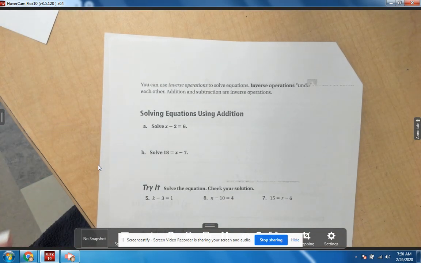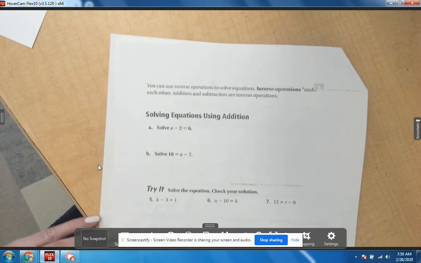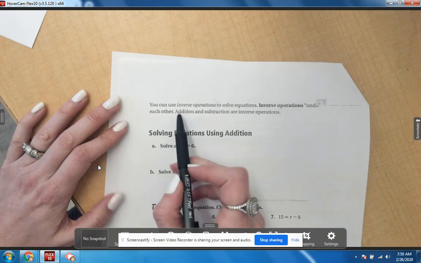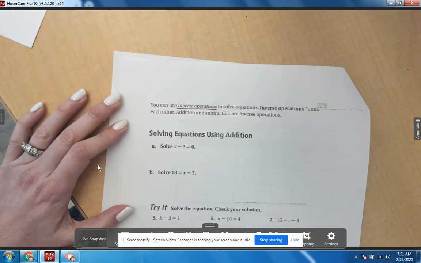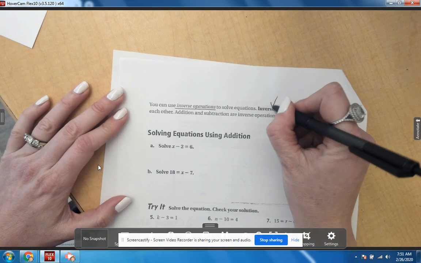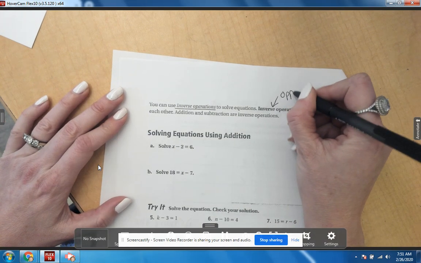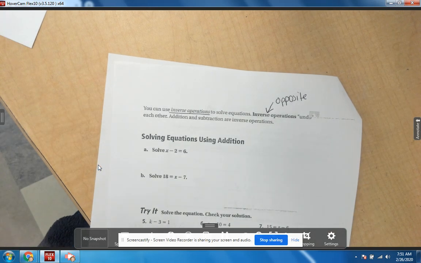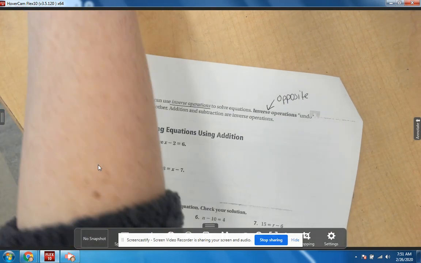Okay, so now that we can figure out whether a given variable is an actual solution, now we're going to solve ones that don't have the answer, so we have to figure them out ourselves. So you can use inverse operations to solve equations. Inverse operations undo each other. This inverse is like another big kid word for opposite. So opposite operations. So let's see if you guys can figure this out.